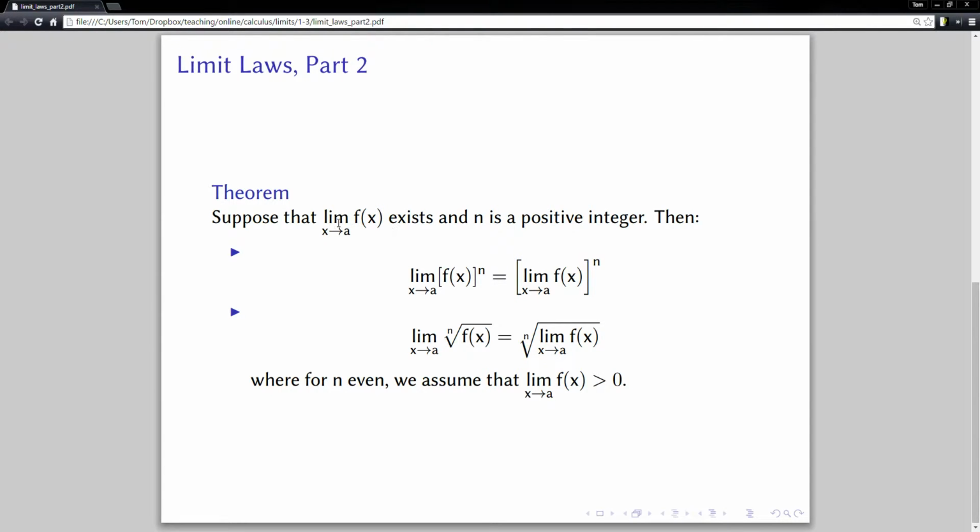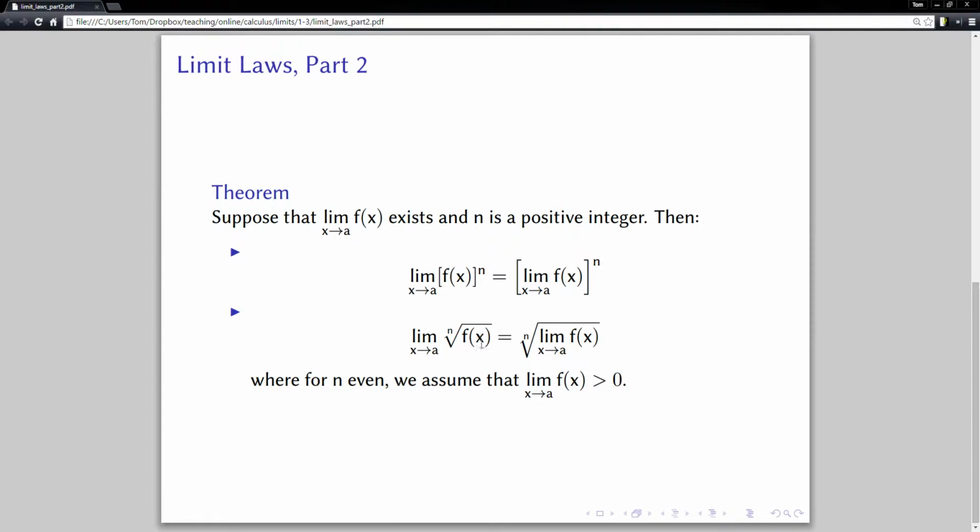So as long as this limit exists, then powers are no problems with limits either. If I have the limit of a function raised to a power, then I can just take the limit of the function and get that number and then raise it to whatever power I'm raising it to. So that works great for positive integer, so whole number powers here.